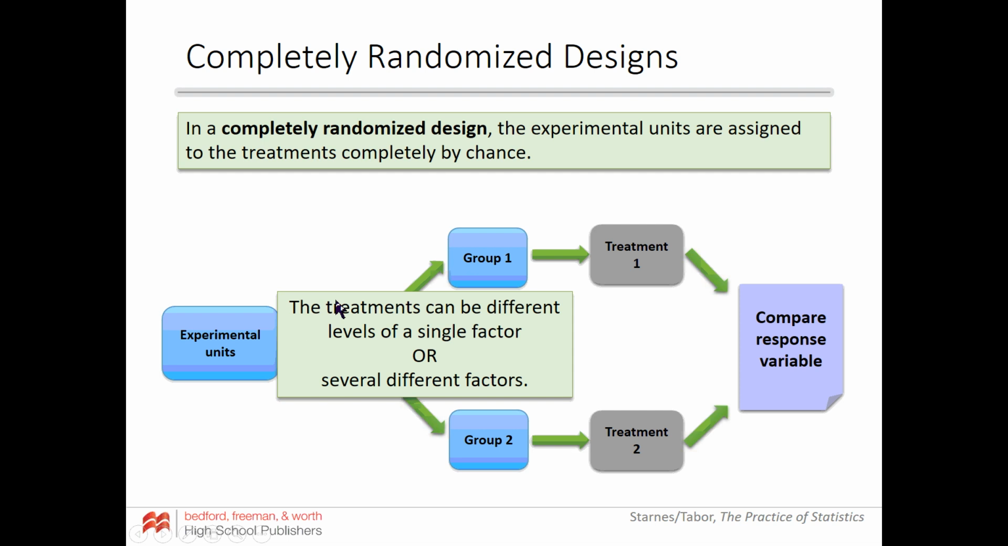So just a quick reminder, your treatments can be a different level of a single factor. Like, for example, with the heart medication, maybe my treatments might just be the new medication, the old medication, and the placebo. So different levels of that single factor, or several different factors. Or I could maybe look at, like we looked at the drug and the exercise together, and they each had 3 levels. So each of those 2 factors had 3 levels. So we would have 9 treatment groups, right?